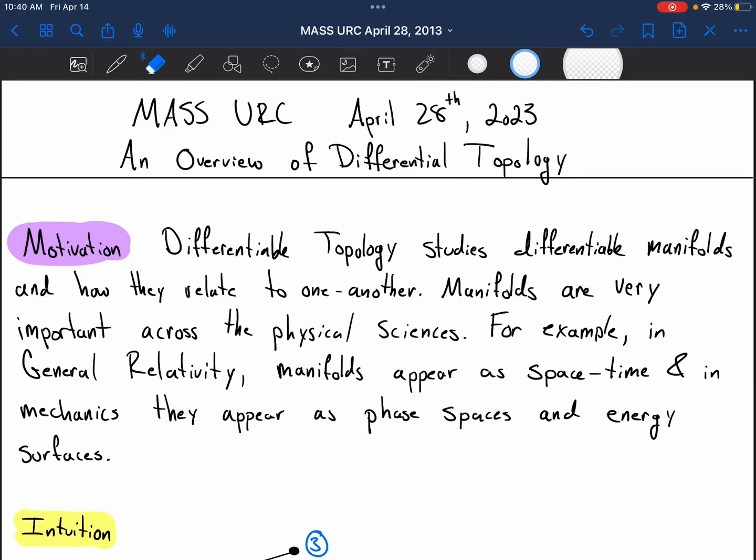So here's my presentation. Right, so it's on differential topology, and this was inspired by an independent study I've been working on with Professor Wei-Min Chen at UMass.